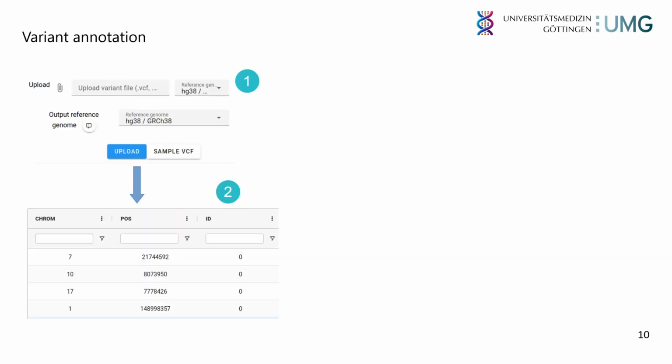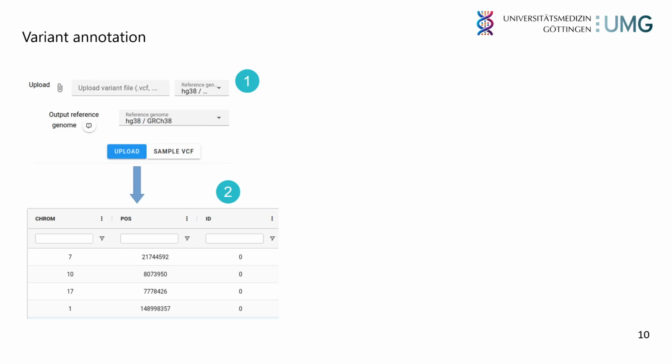And this is how the annotation process works in the web frontend. After selecting the file you want to upload, you can define the reference genome of your variant file, as well as your desired output reference genome. In case you select a different genome, AdaGenes will run a liftover and convert the genomic positions to the new reference genome.